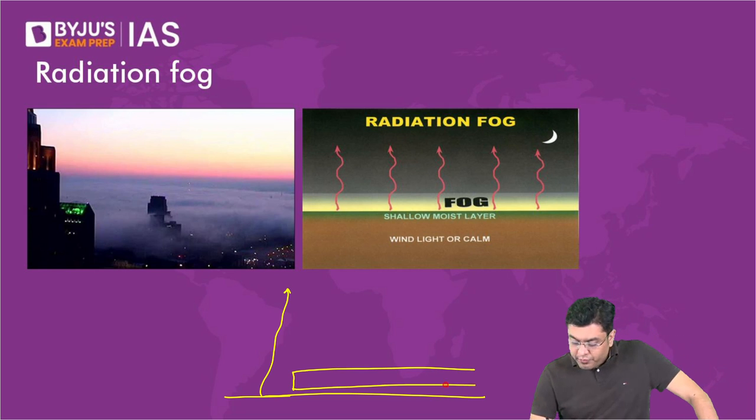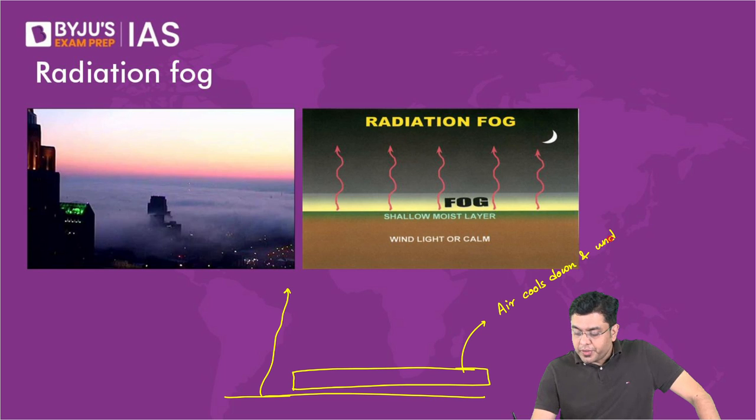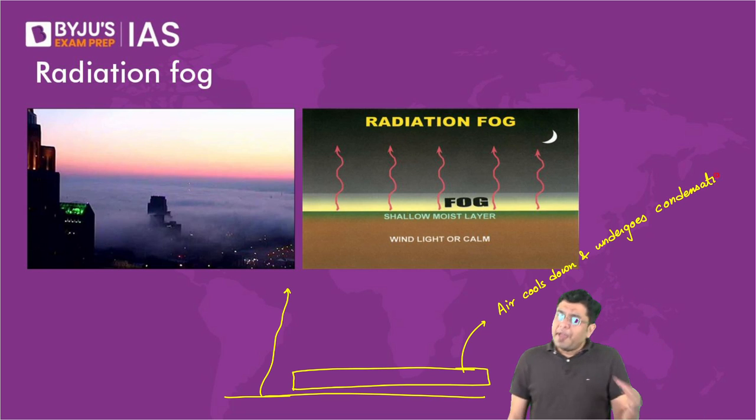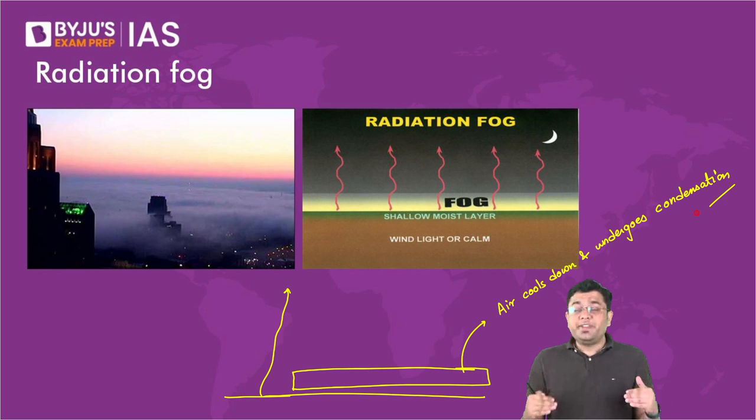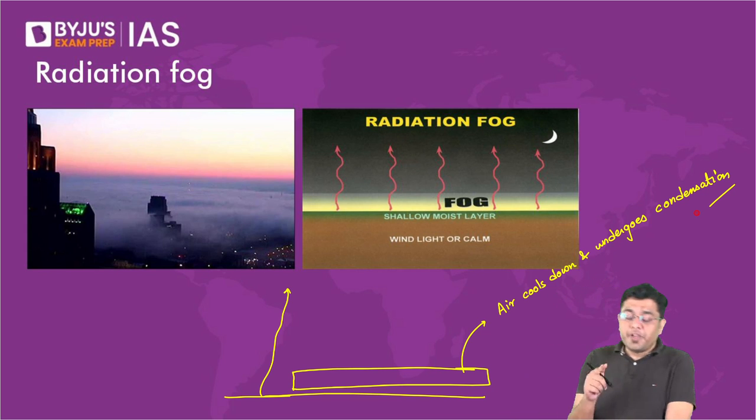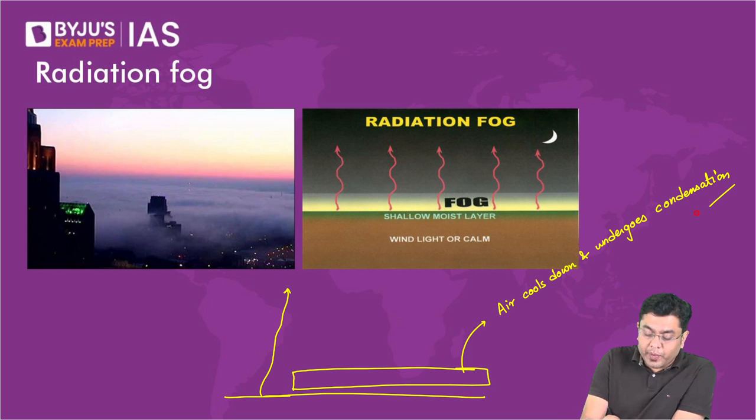The air cools down very suddenly and undergoes condensation. Now, when is it that we will observe this? Whenever you have a condition in which the ground is able to lose heat very quickly. So what are the conditions under which the ground is able to lose heat very quickly?